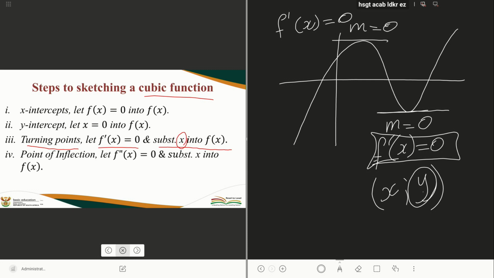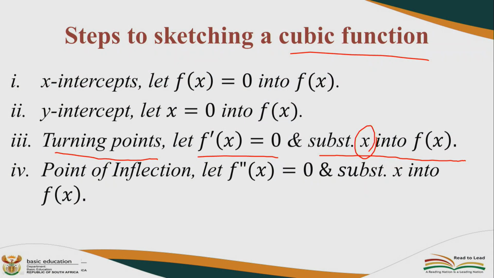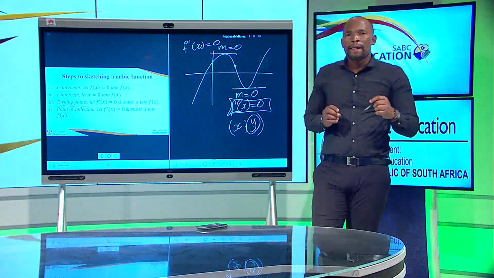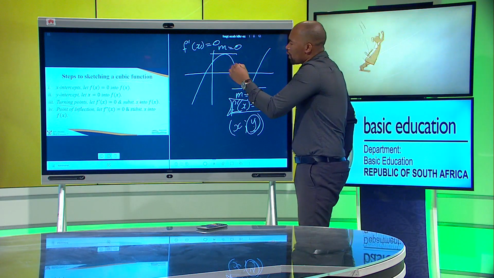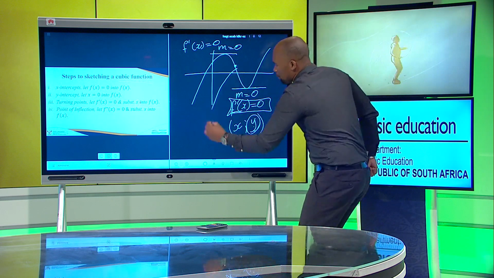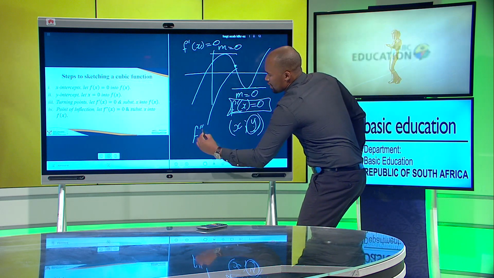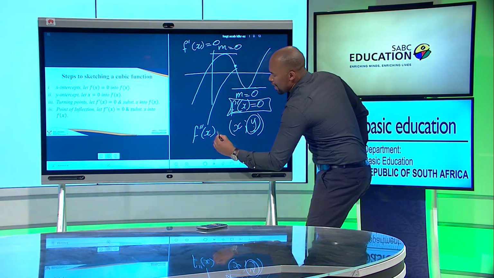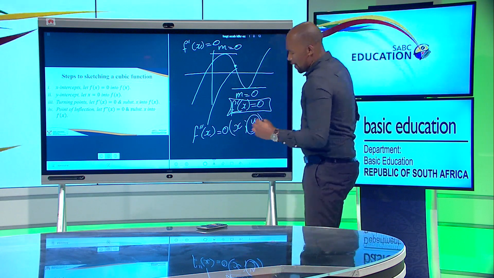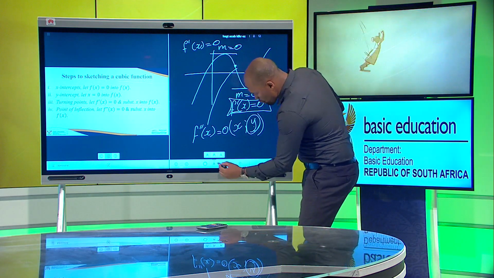Second one, the point of inflection. The point of inflection is where the graph changes its concavity. Don't forget that. And we will get it by doing what? By doing the second derivative and equating to 0. Let me explain why we equate to 0.